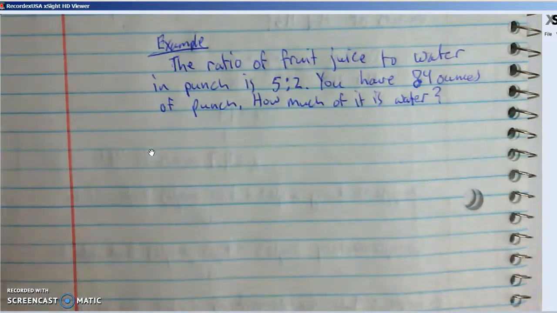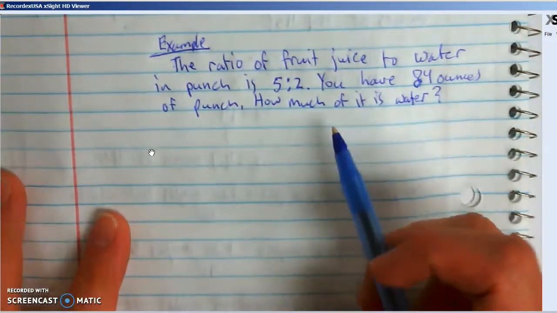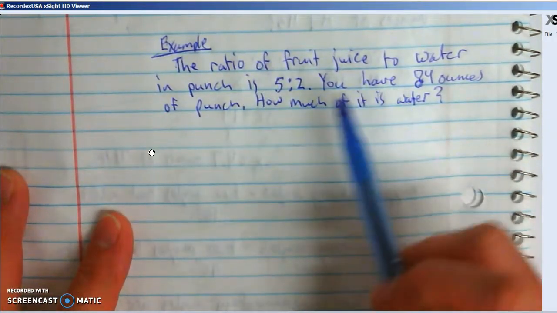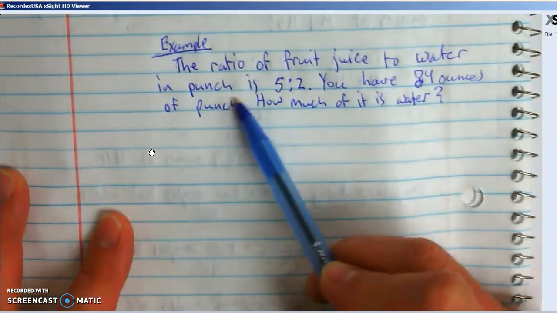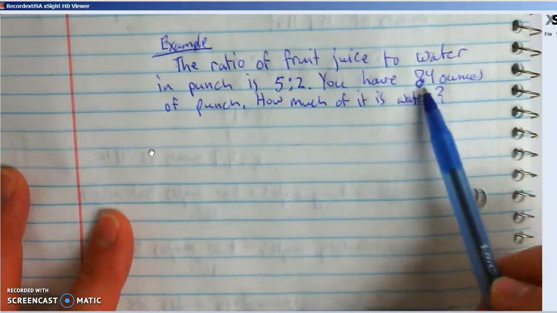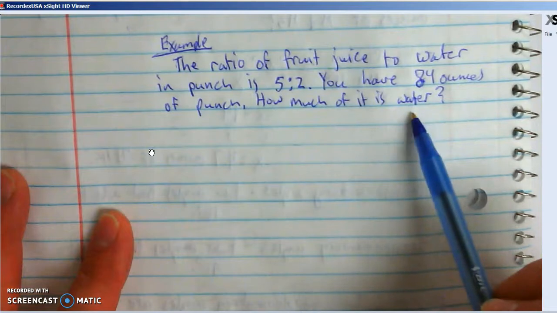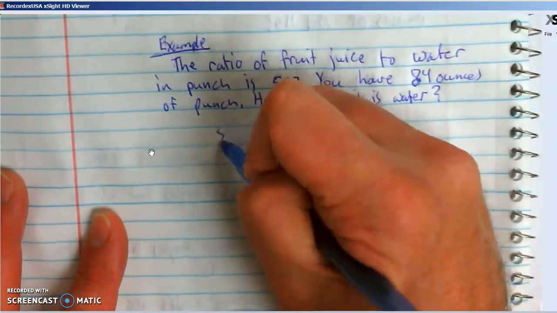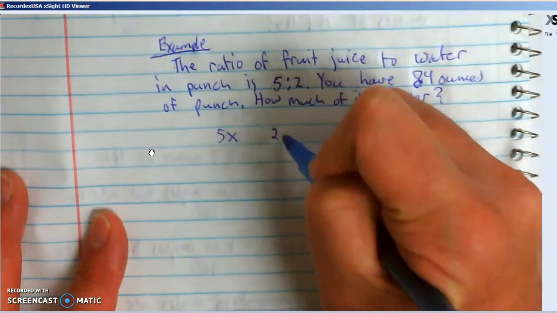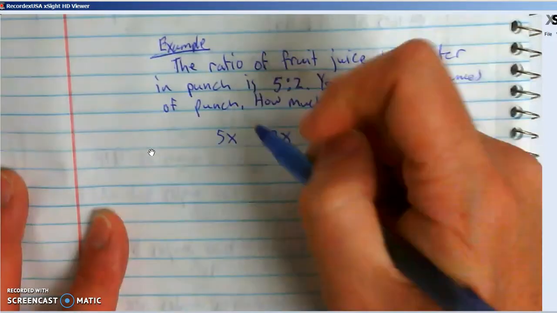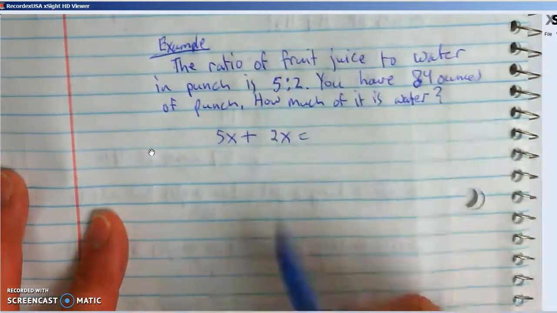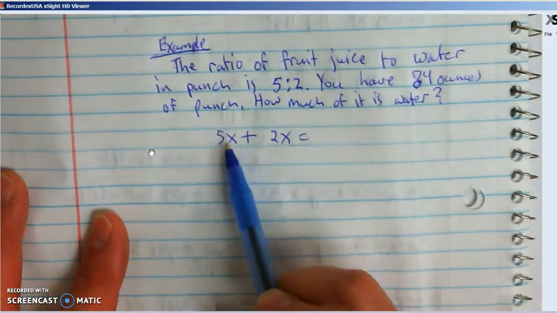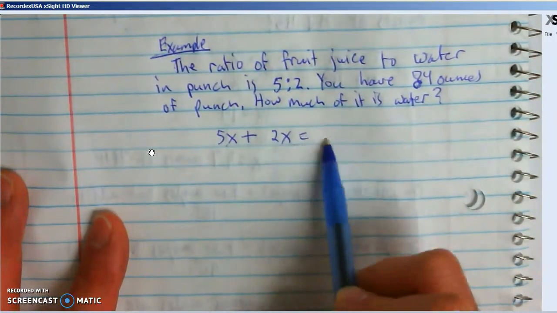Okay, so to do this problem, we're going to use the same trick. So the problem's right here. The ratio of fruit juice to water in punch is 5:2. You have 84 ounces of punch. How much of it is water? Well, we're going to do the same thing. That 5 and that 2, we're going to put x's next to the two numbers. And then we know that the total of these two things, the fruit juice and the water, are going to add up to 84 ounces.